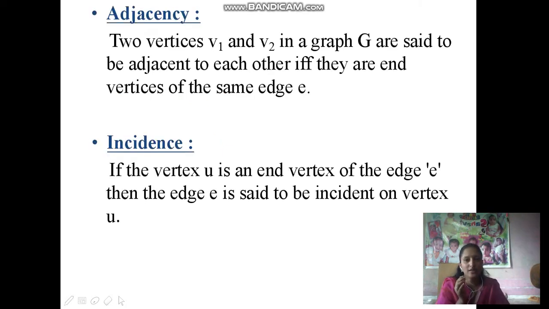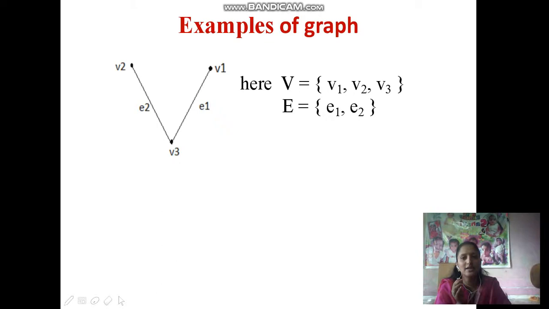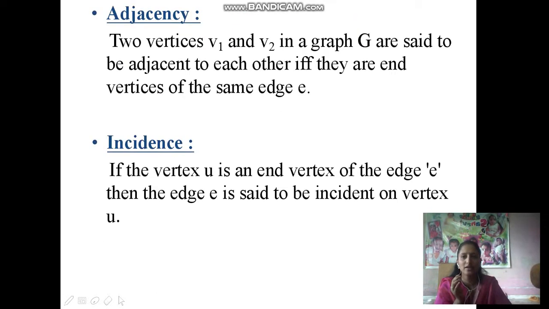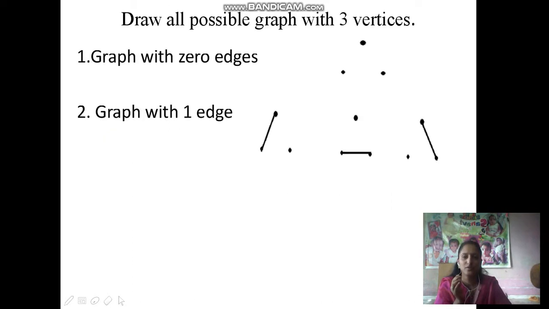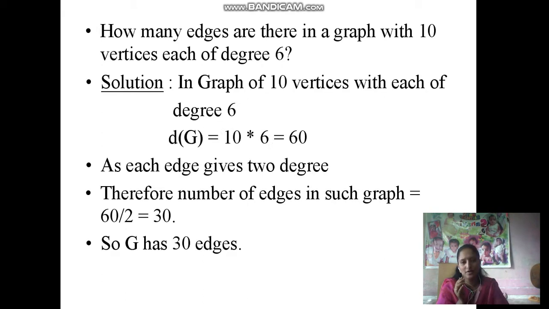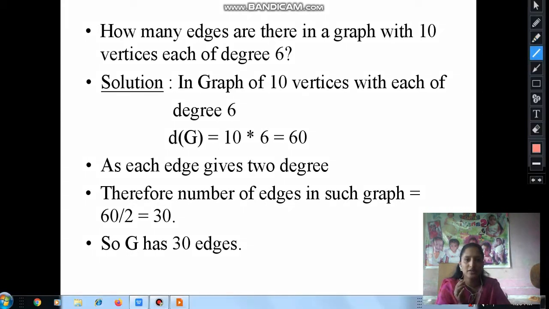So degree of vertex is number of edges incident on that vertex. Now go to our example. Here in our example the number of vertices is 10 and each has degree 6. So solution of this example. In a graph with 10 vertices, each of degree 6, the total degree of the graph is equal to 10 into 6, which is equal to 60.